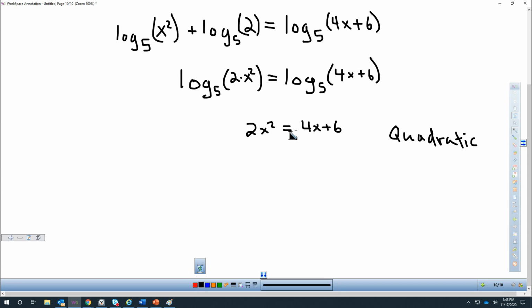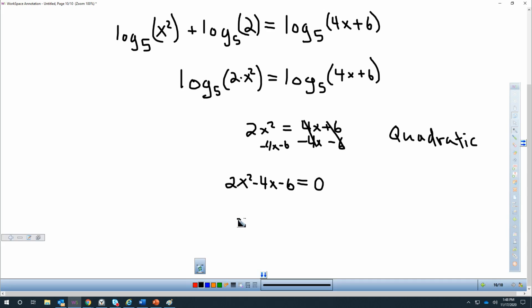But the first thing I got to do is get this equal to 0. So I'm going to subtract 4x and 6 from both sides and get them over here. So subtract 4x, subtract 6. Now there's no x's to subtract from and there's no numbers to subtract from. So these will cancel over here, but over here you're going to have 2x squared minus 4x minus 6. And then it's going to equal 0 because everything else canceled.